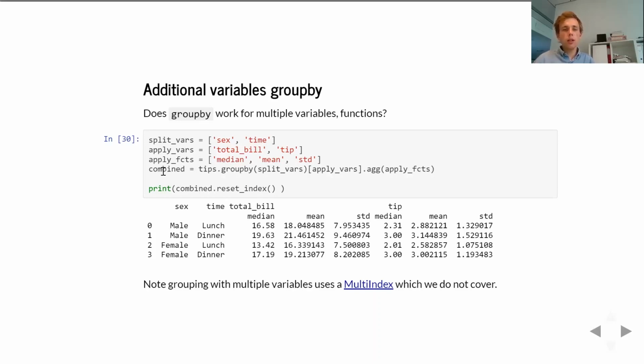So now I'm creating a new data frame called combined. And then I want to specify that I want to make computations on the tips data frame. Then here I just write group by split variables. And instead of just inputting one variable, I input a list with multiple variable names. Then I input also a list here on the apply vars, a list with multiple variable names instead of just one variable name. And then here with this apply functions, I input a list with 3 different types of methods. Here the notation is slightly different, right?